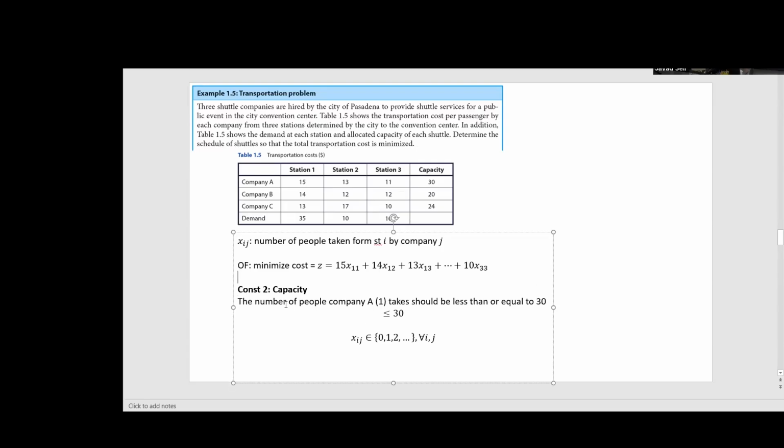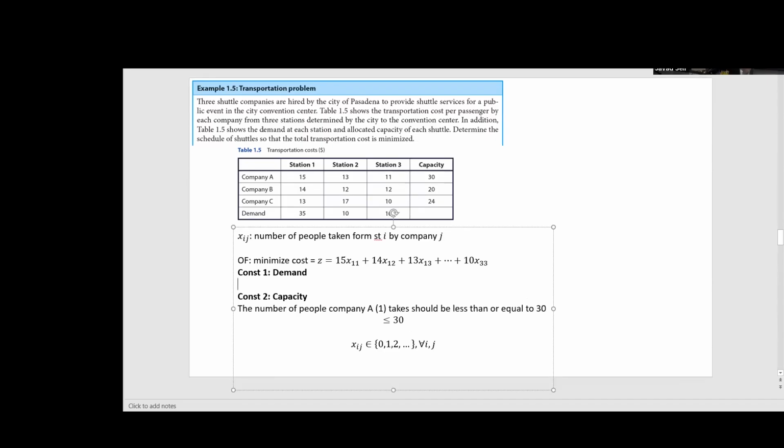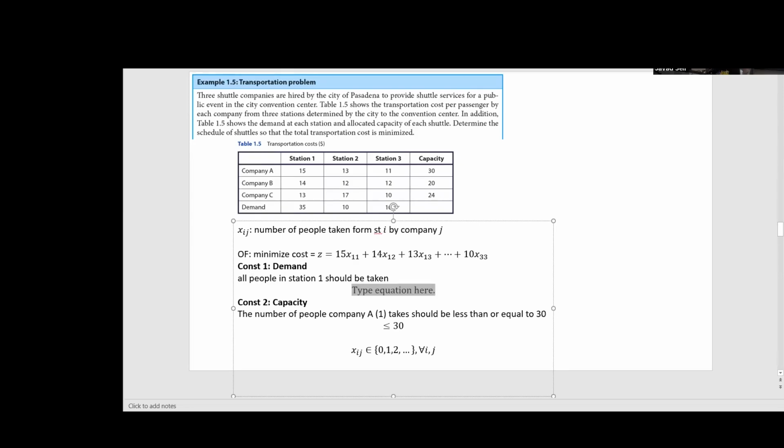So I usually start with demand. Constraint 1, demand. The first constraint in demand is all people in station 1 should be taken, right? Which means the sum of the people company A, B, and C take from station 1 should be greater than or equal to 35. But I usually prefer to write demand as greater than or equal to, capacity less than or equal to.